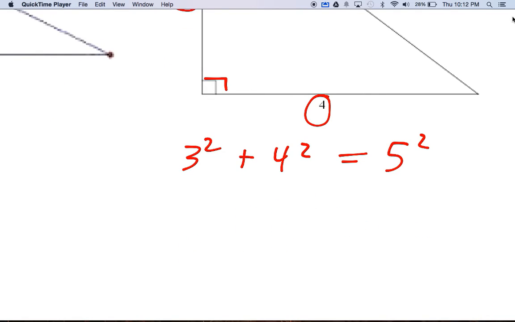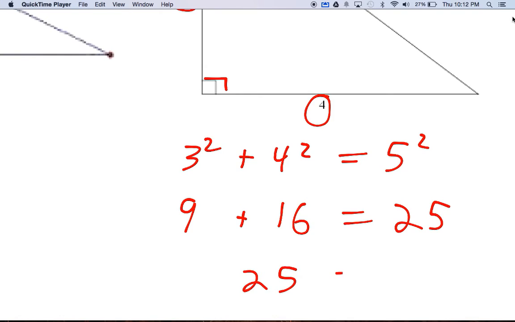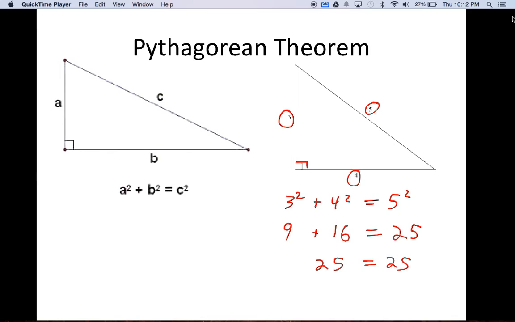Well, 3 squared is 3 times 3, 9. 4 squared is 4 times 4, 16. And 5 squared is 25, 5 times 5. And so now 9 plus 16 is 25, which equals 25. Pretty cool. So the Pythagorean Theorem says a squared plus b squared equals c squared. It's probably the most important theorem we will study in this class.